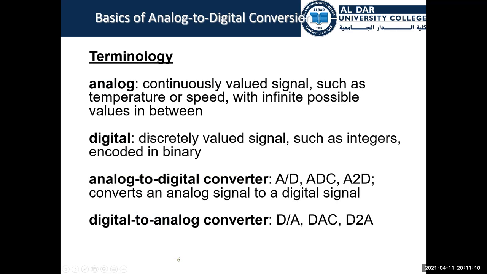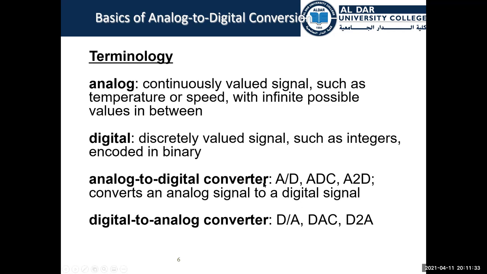These are infinite and continuous values. The digital is discrete, meaning between two values there is no value. For example, if I ask you how many children you have, you cannot say you have 2.5 children. Either you have 2 children, or 3, or 4, or 0, and so on.